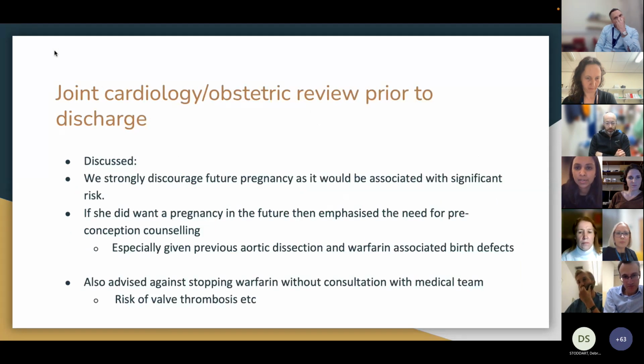She had a joint cardiology obstetric review prior to discharge, and we discussed a number of issues, including the fact that we would strongly discourage her from any future pregnancies due to the risk of further dissections, but also due to the teratogenic effects of warfarin. We also advised that if she was adamant she wanted another pregnancy in the future, she needed pre-pregnancy counselling, and that she couldn't stop her warfarin without consultation with us due to the risk of valve thrombosis, and so on.